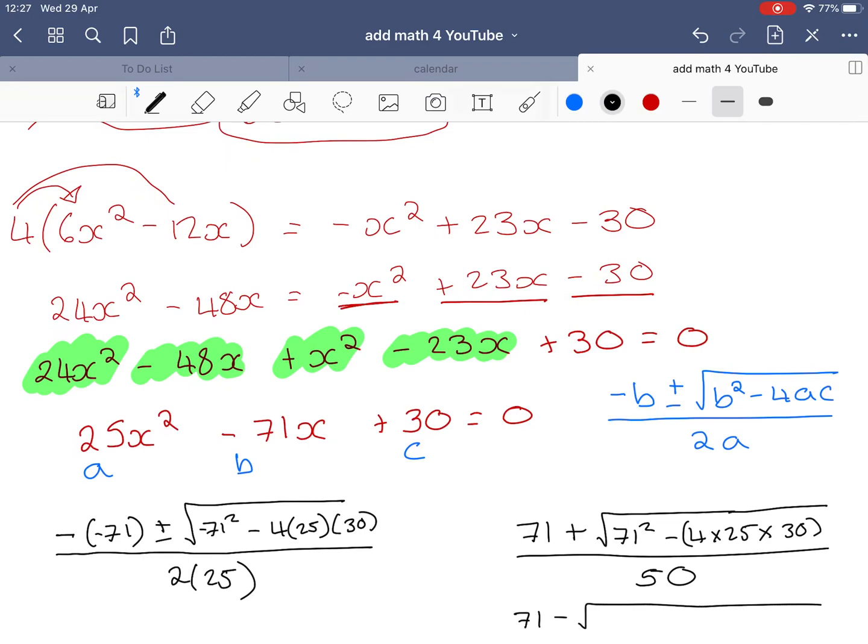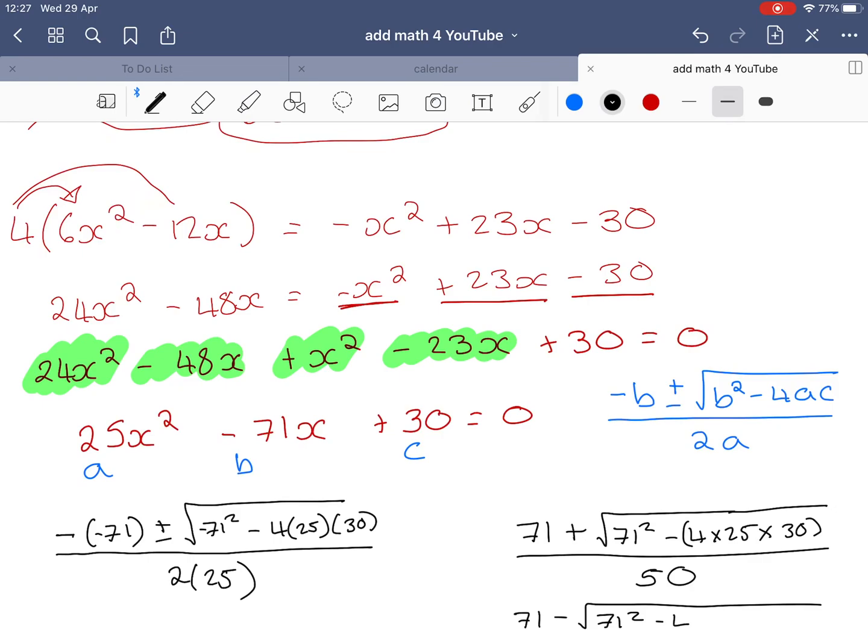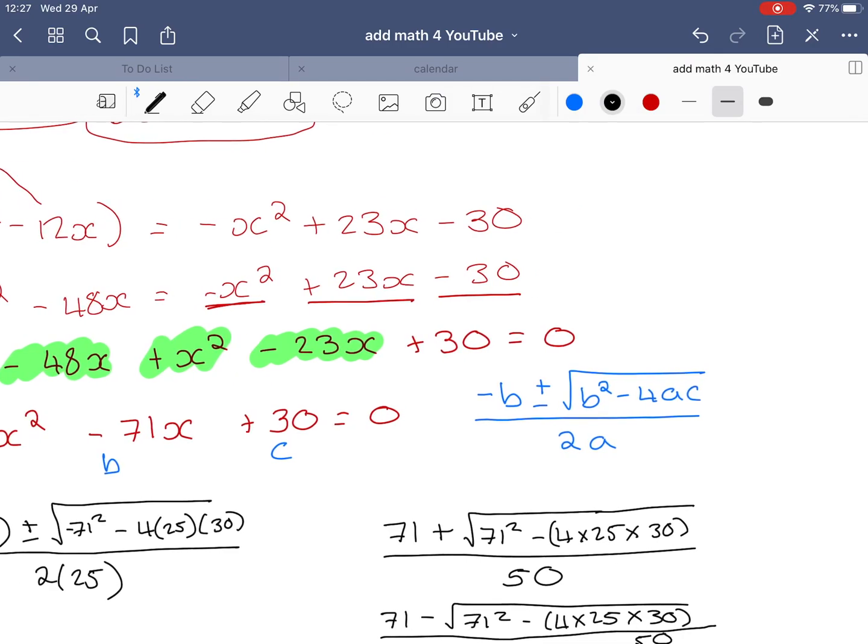Then you're going to do the exact same but with a subtract. So 71 squared minus 4 lots of 25 and 30, let's write it the same as the other one, all over 50. Running out of room.